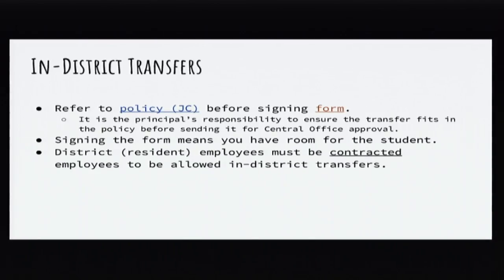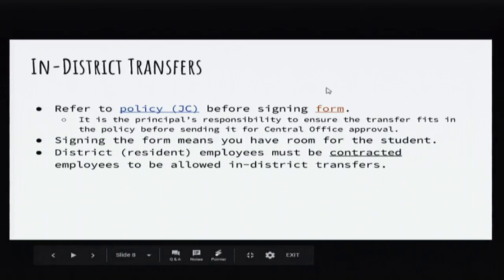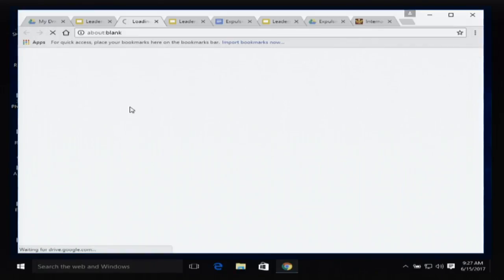Okay, in-district transfers. So when I say in-district transfer, I mean that these students already live in Springdale and they want to go somewhere other than their zoned school. Are we on the same page about the difference between in-district and out-of-district? There's a policy on this. I'm not sure if many people know, but there is a policy. I've linked it there. It takes you to the folder on student policies, but you just scroll down to policy JC, and you'll see the reasons that we can grant an in-district transfer.